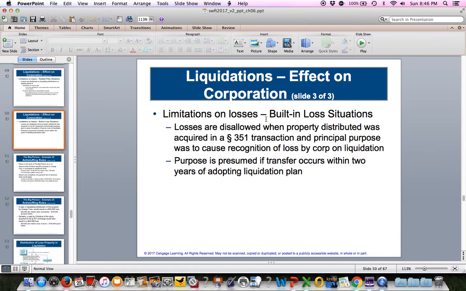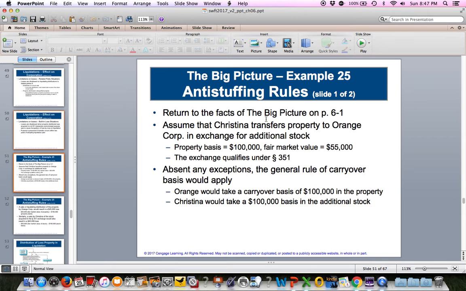For limitations on losses in built-in loss situations, losses are disallowed when the property distributed was acquired in a Section 351 transaction, and the principal purpose was to cause recognition of loss by a corporation on liquidation. And the purpose is presumed if the transfer occurs within 2 years of adopting a liquidating plan.